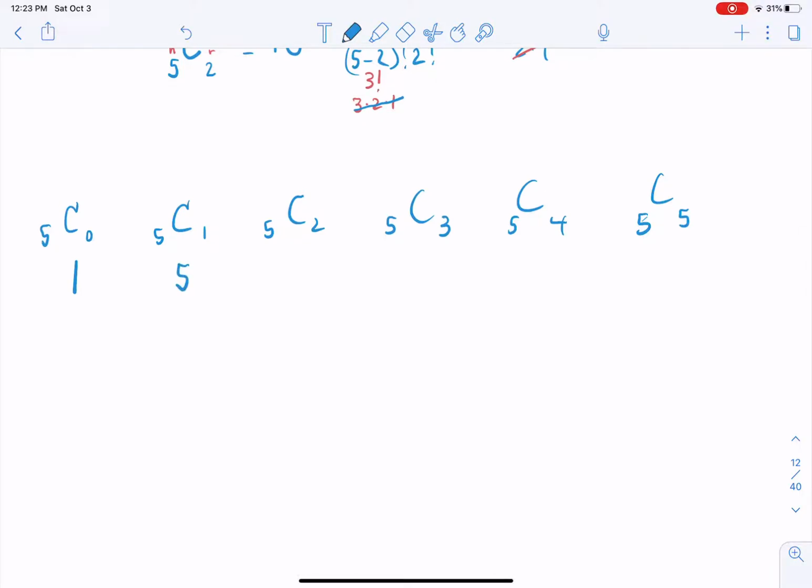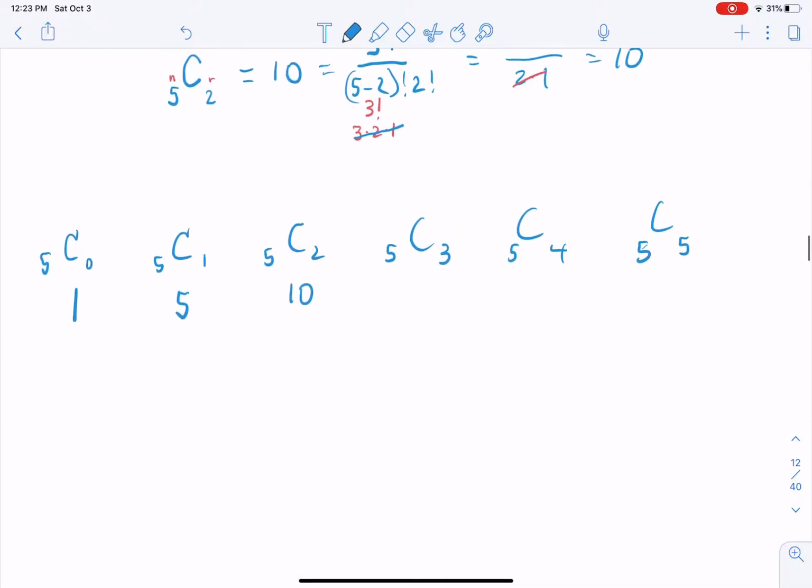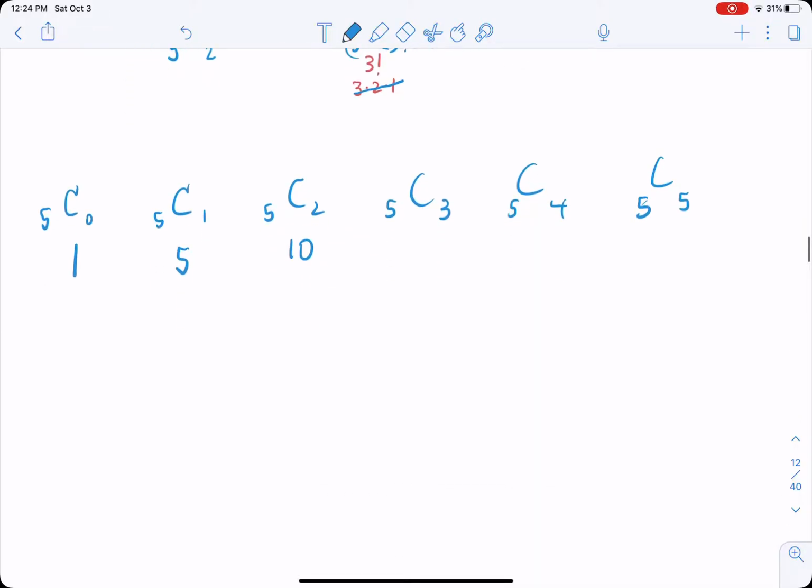We were just able to show that if we have 5 people, there's exactly 10 ways to pair them up. That one was 10. What about these other ones? I don't want to actually have to figure out all of these other ones. I'm going to use a calculator.